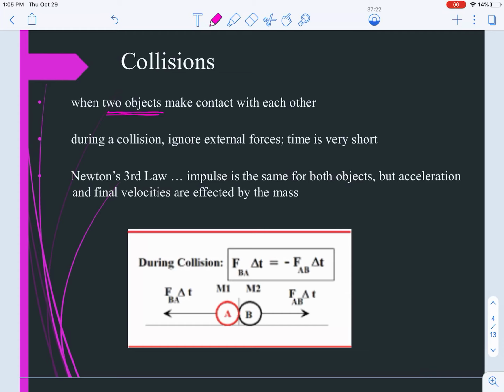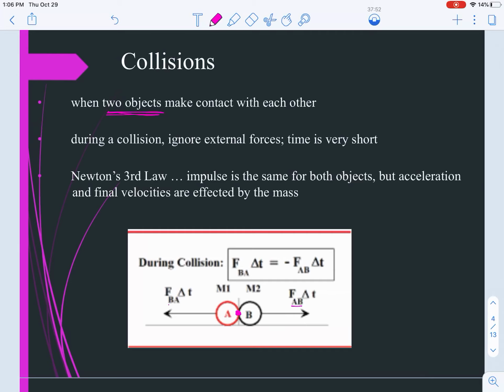Once again, Newton's third law needs to be reviewed and applied so that we can understand what is happening. So when we are talking about internal forces, when we're talking about collisions, object A is in contact with object B. So we are going to say that right here at this point of contact, there is a pair of forces that are being applied.